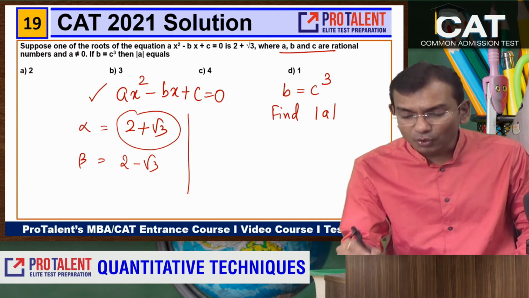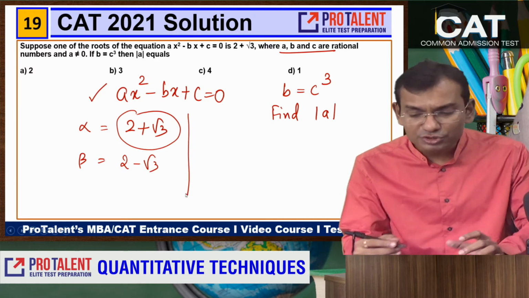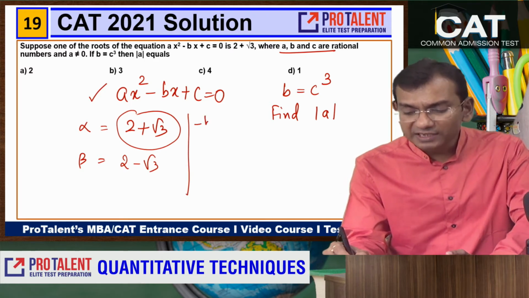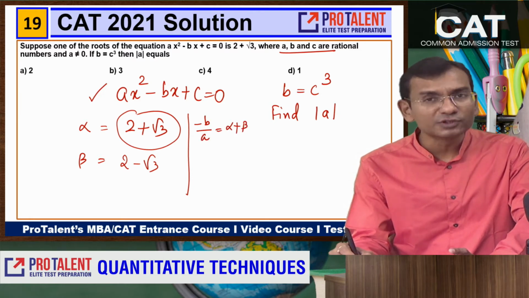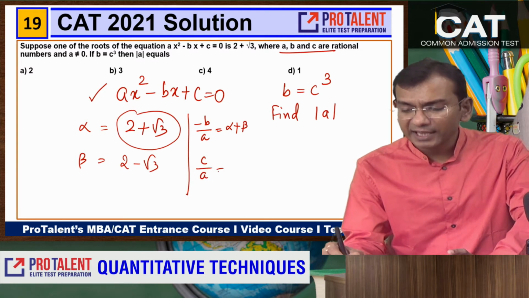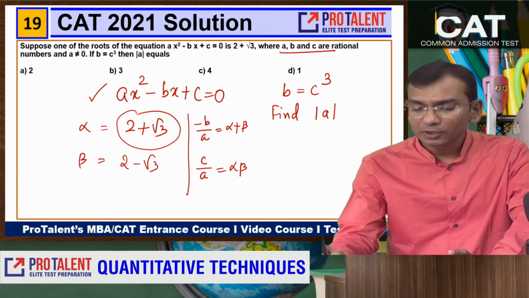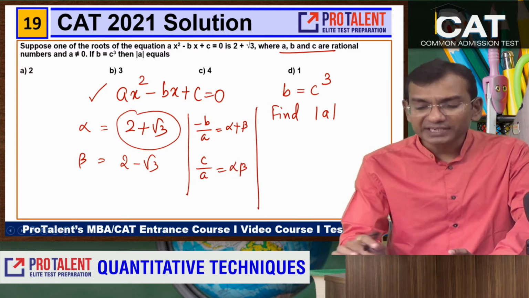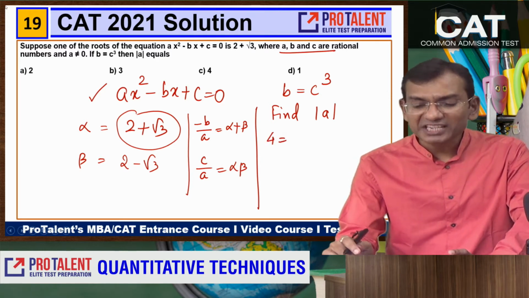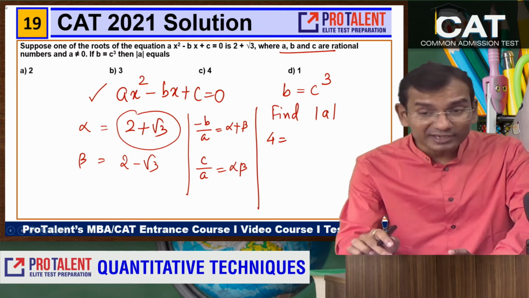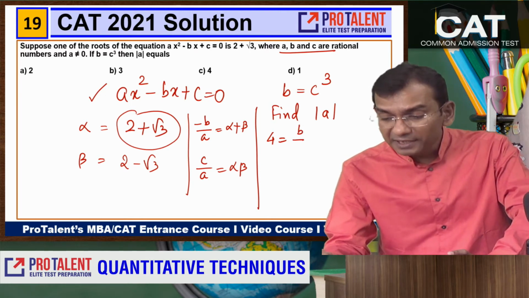And when I know that I have two roots, the sum of the roots is given as minus b by a, which is alpha plus beta, and the product of the roots is given as c by a, which is alpha into beta. So for me, alpha plus beta is equal to 2 plus root 3 plus 2 minus root 3, which is 4, and that is equal to minus b by a. There is minus b already provided, so thereby it is b by a.